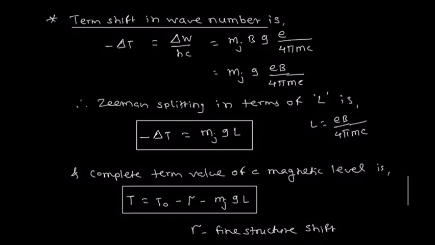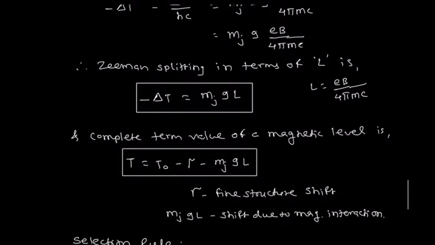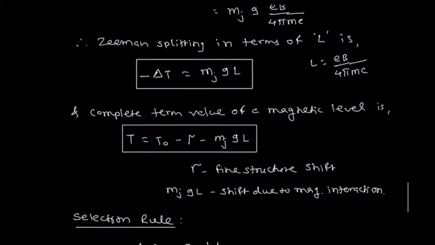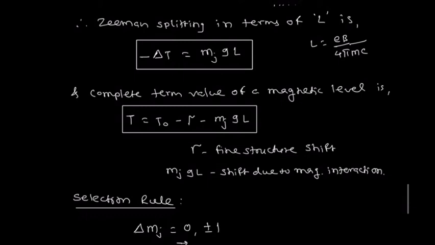Hence, what is the complete term value of a magnetic level? That we define here, T equal to T0 minus tau minus delta T. But tau is fine structure shift that we discussed earlier in the normal Zeeman effect. MJGL is the term shift due to magnetic interaction. And both the term shift due to fine structure and due to magnetic interaction, we have to define the complete term value of a magnetic level.